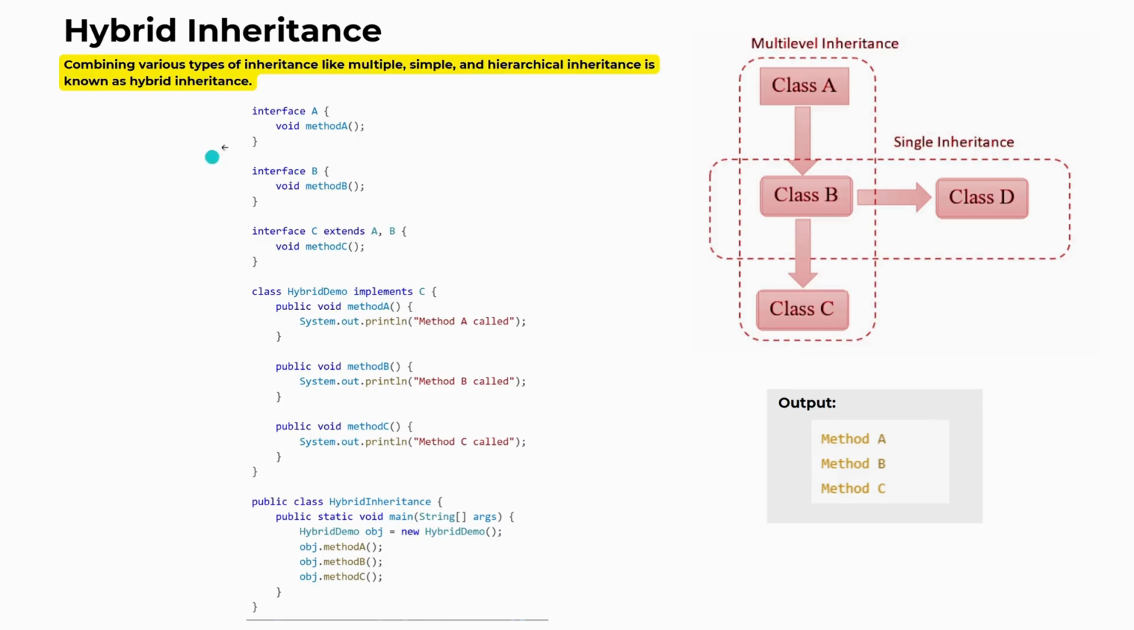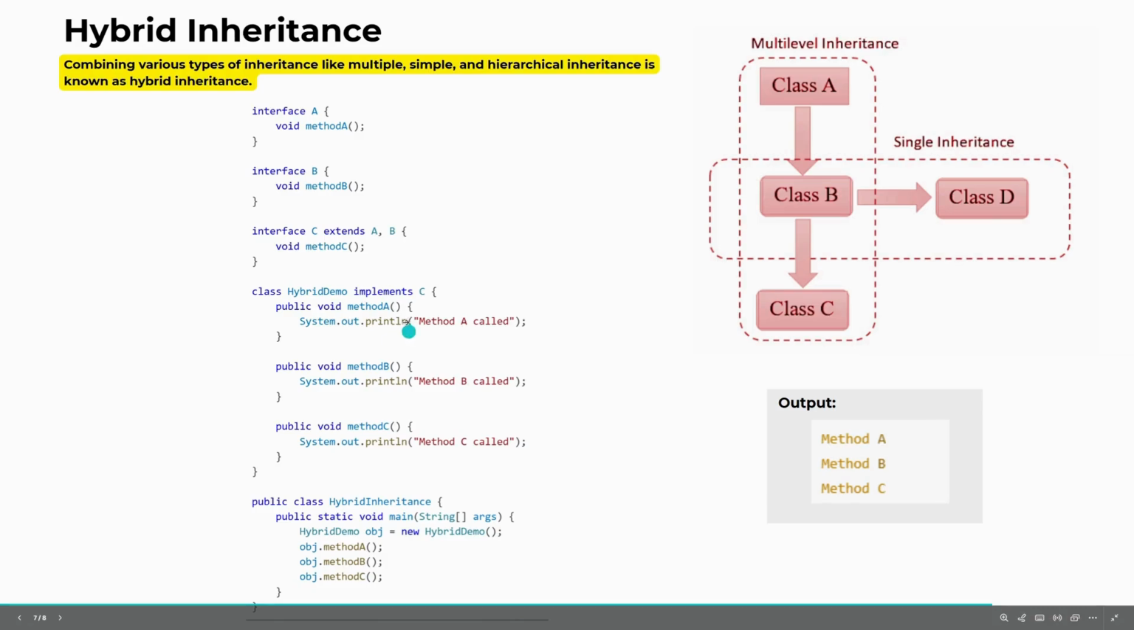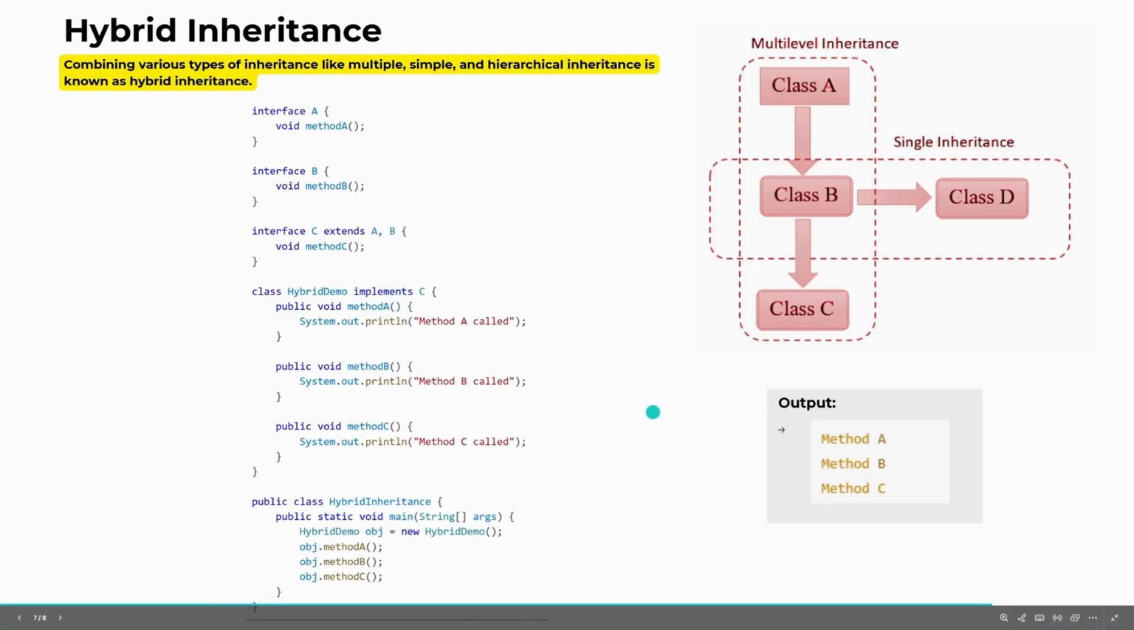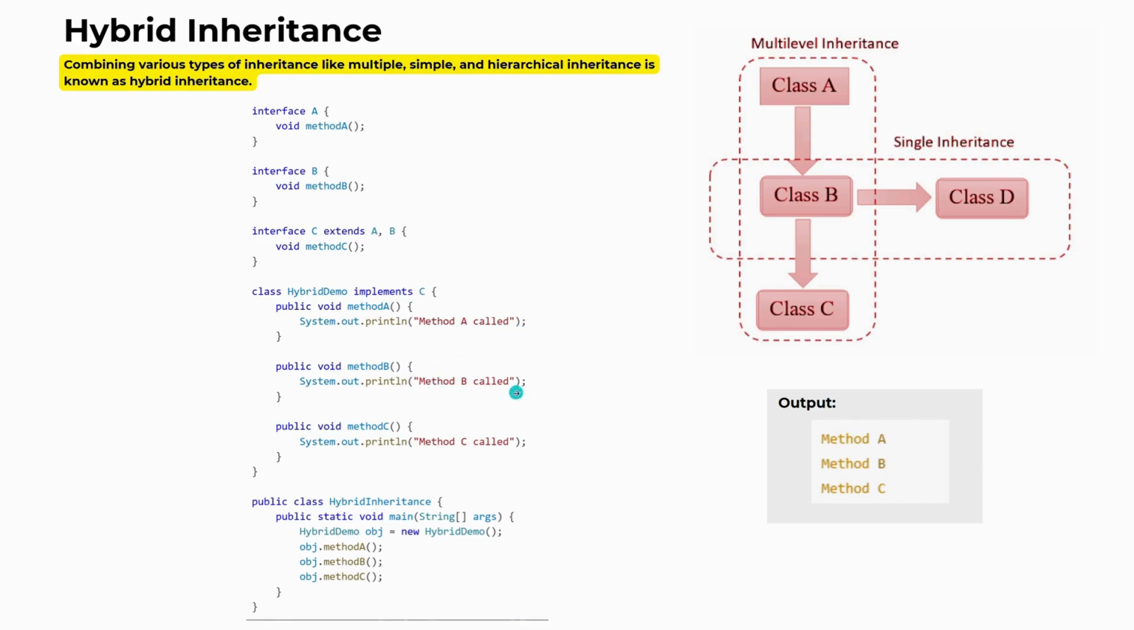The method A which was defined here in interface A, I can define it here. Similarly, I can do for method B and further define it. Similarly, go for method C. If I create an object for HybridDemo, then I can call any of these three methods A, B, and C. The output would be method A called, method B called, and method C called.